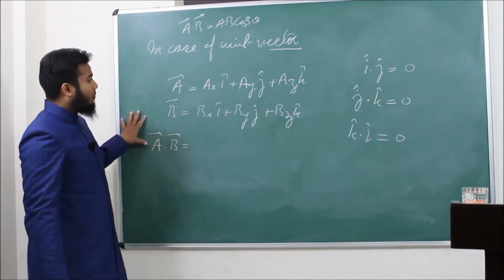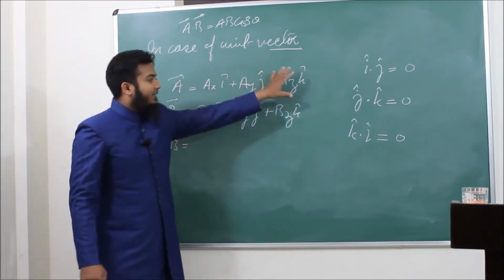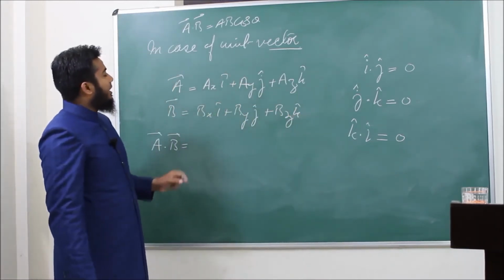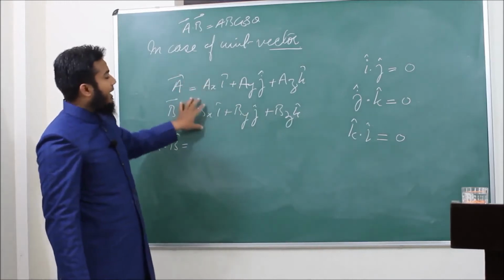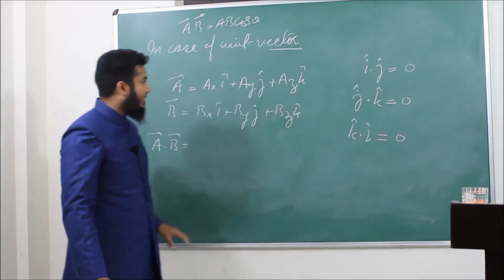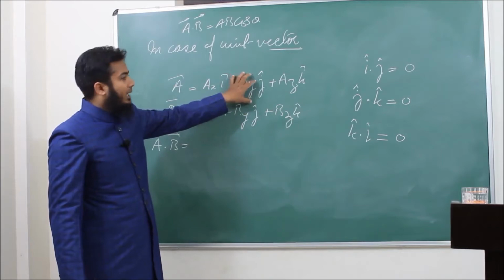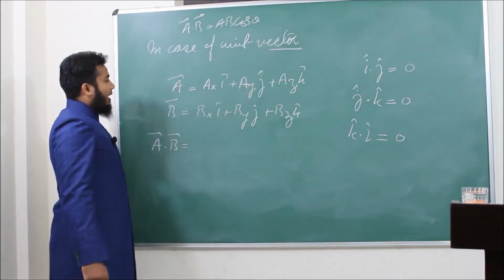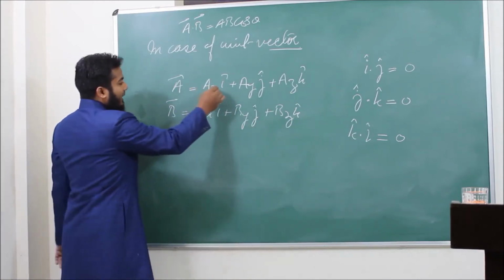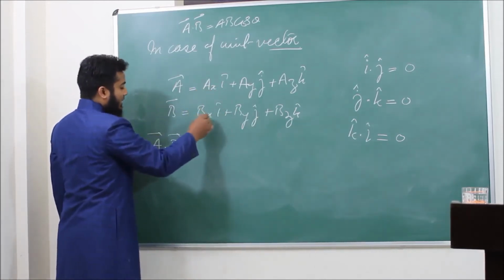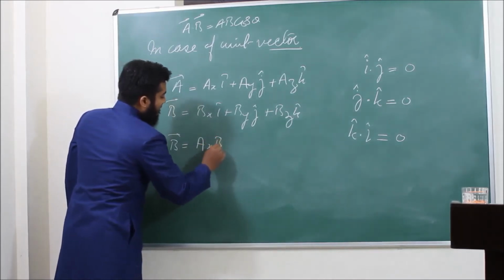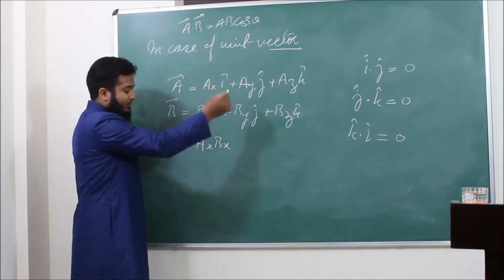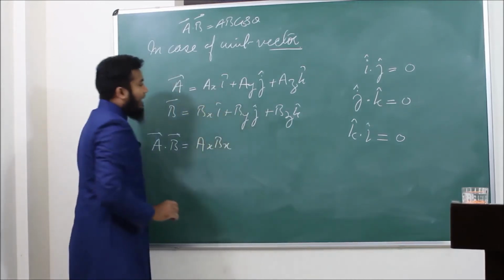So to find the dot product, or simply to multiply this by this, we can use the trivial method: we take one element and multiply it by all the 3 in the next vector, then again take this element and multiply it by all the 3 elements, and so on. Now, what will happen if we multiply this by this? So ax times bx, and what is i dot i? We have seen about it. This is just 1.